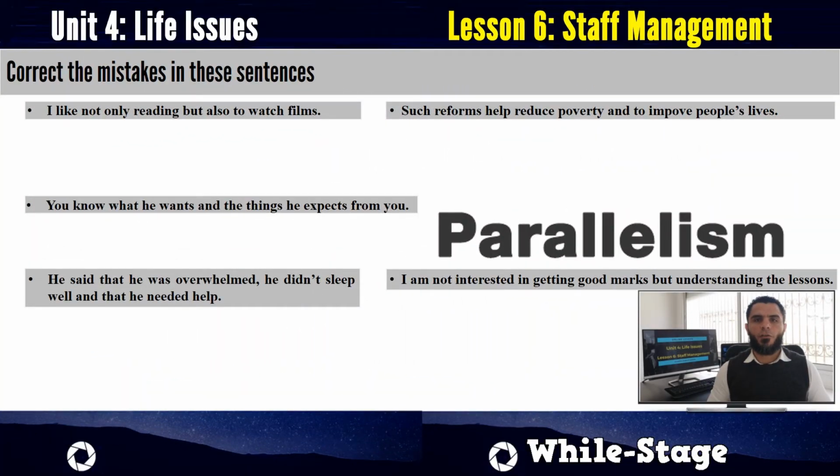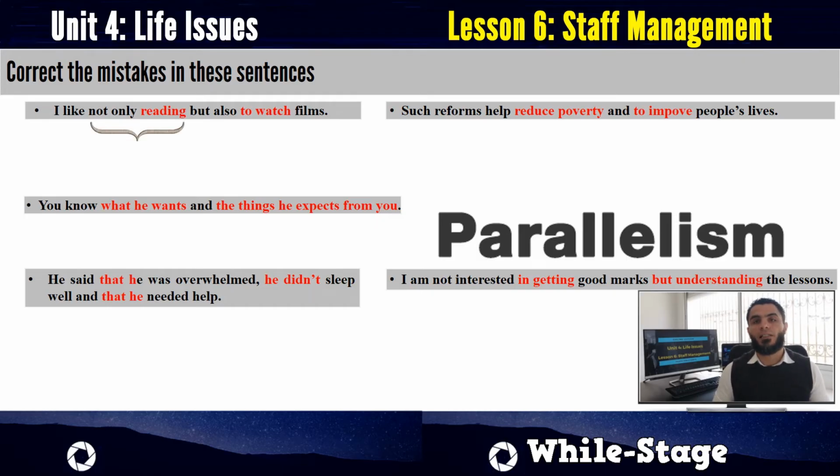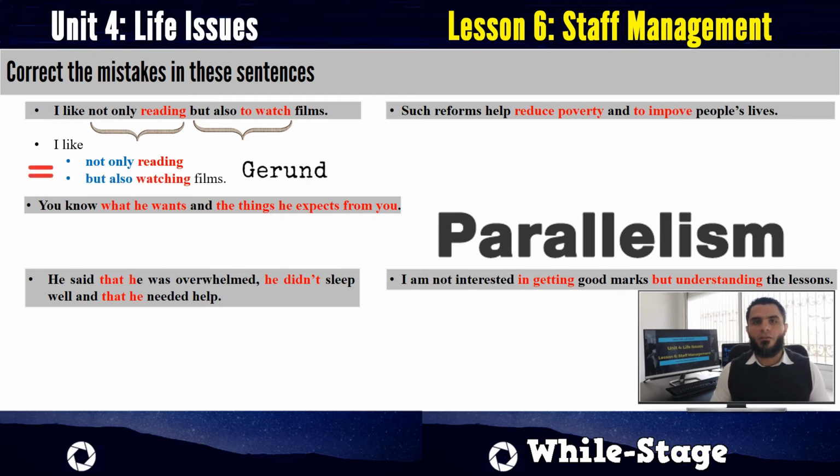Let's do now this exercise for further practice, but before that, I would like you to pause the video and give it a shot. The first example we have is, I like not only reading, but also to watch films. As you can see here, we have not only plus verb plus ing, and but also plus infinitive. This is a faulty structure. So the correct answer should be as follows. I like not only reading, but also watching films. So we have a parallel structure in the gerund form.